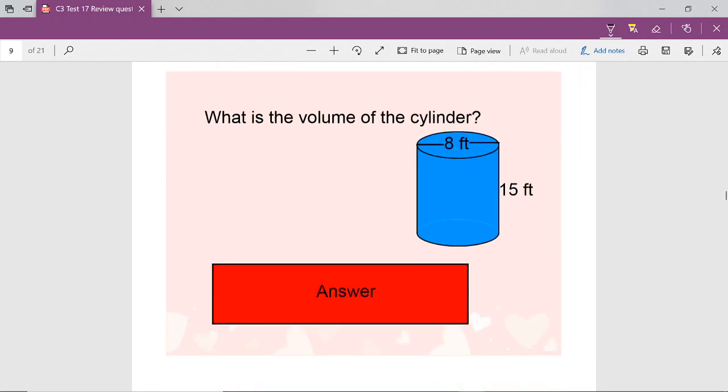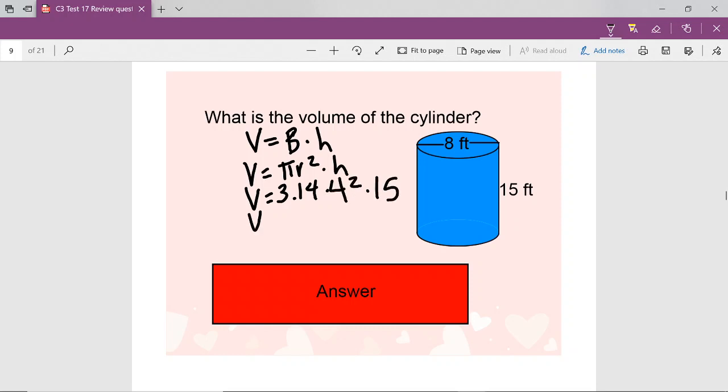Okay, what's the volume of the cylinder? Well, remember that whenever we do volume, I am looking for the area of the base, big B, times the height. Well, area of the base in this case is pi r squared, and we'll multiply that by height. So, it doesn't say keep pi as pi, so I'm going to use 3.14 times our radius squared. Well, that's 4 squared. And then I'm going to multiply by the height of 15. And so I multiply all that out, 3.14 times 16 times 15.